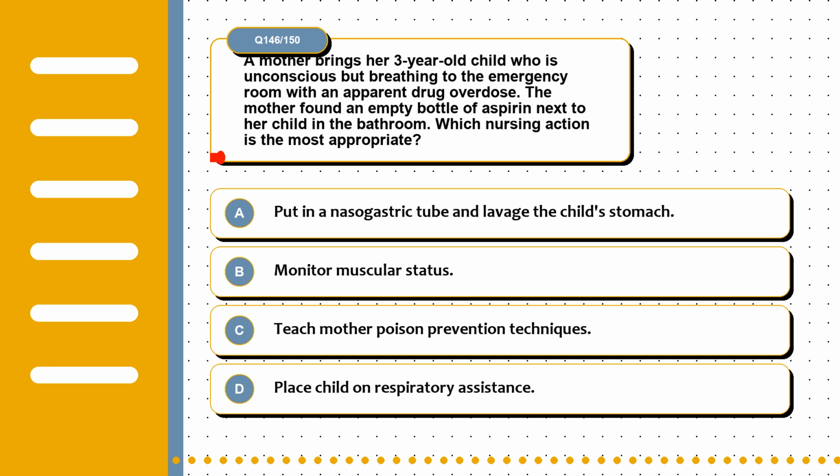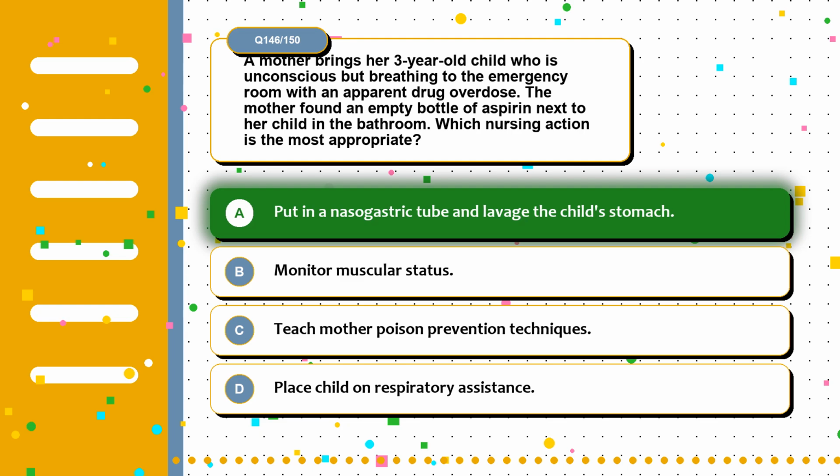Question 146. A mother brings her 3-year-old child who is unconscious but breathing to the emergency room with an apparent drug overdose. The mother found an empty bottle of aspirin next to her child in the bathroom. Which nursing action is the most appropriate? Here are the options. Option A. Put in a nasogastric tube and lavage the child's stomach. Option B. Monitor muscular status. Option C. Teach mother poison prevention techniques. Option D. Place child on respiratory assistance.